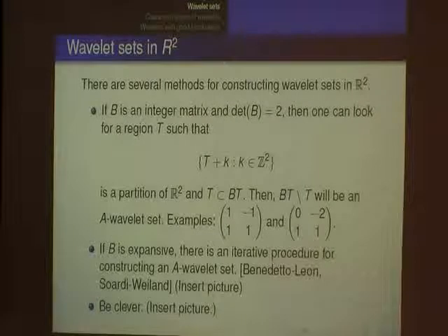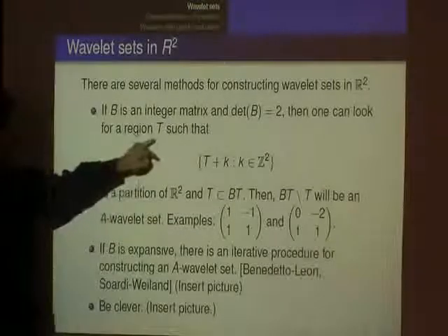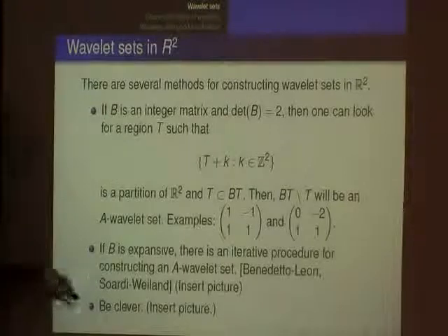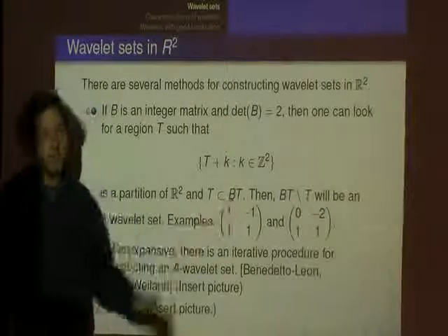All right, so there are several methods for constructing wavelet sets, and I have some pictures that correspond to each of these. The determinant 2 case is the easy case in R2. Here, what you do is look for a set T that tiles by translations, and, this is the tricky part, such that T is contained in BT.